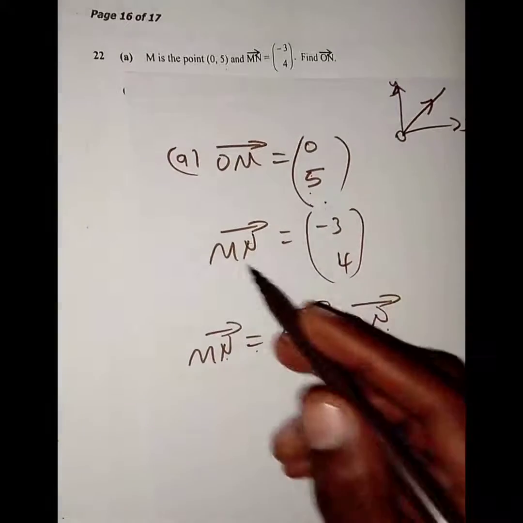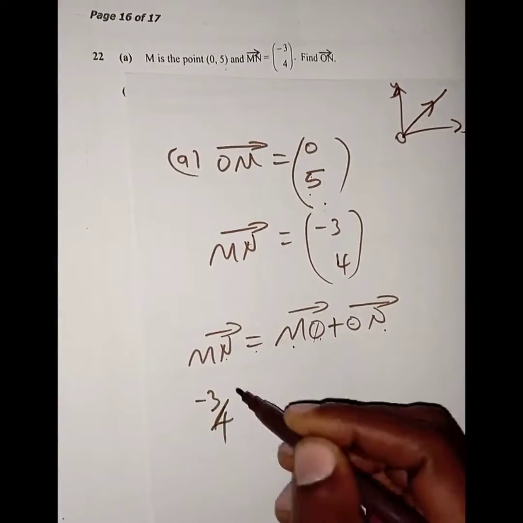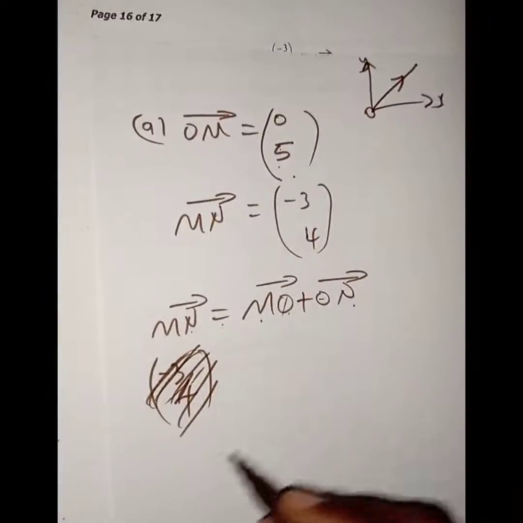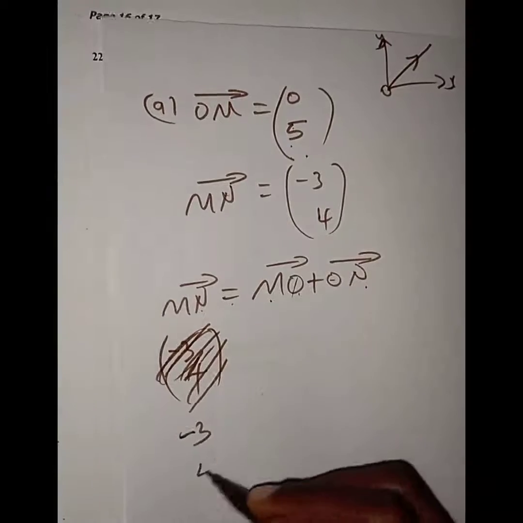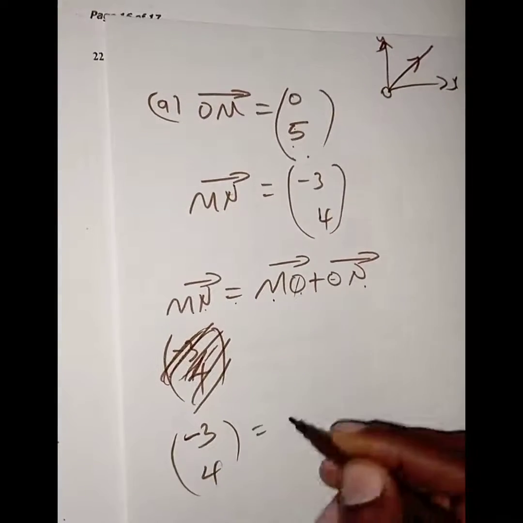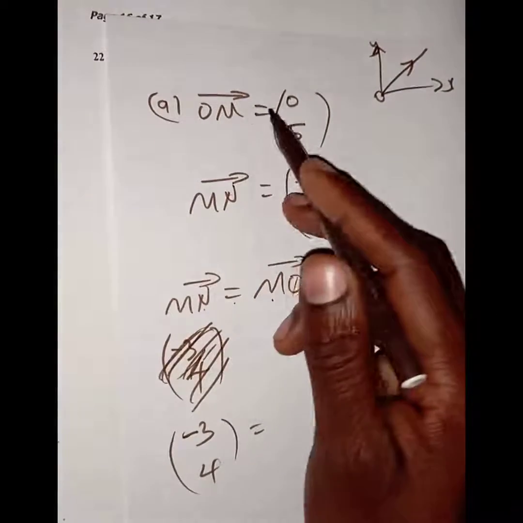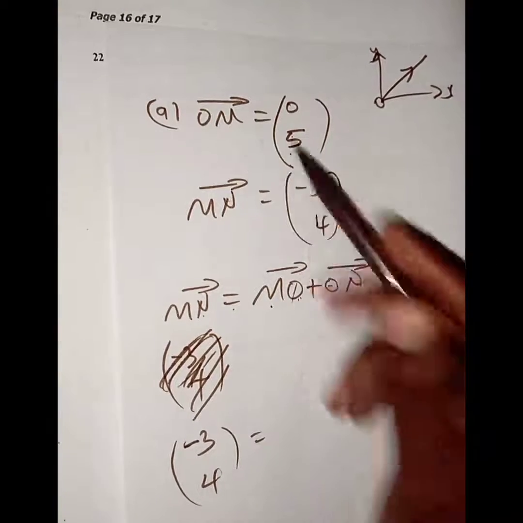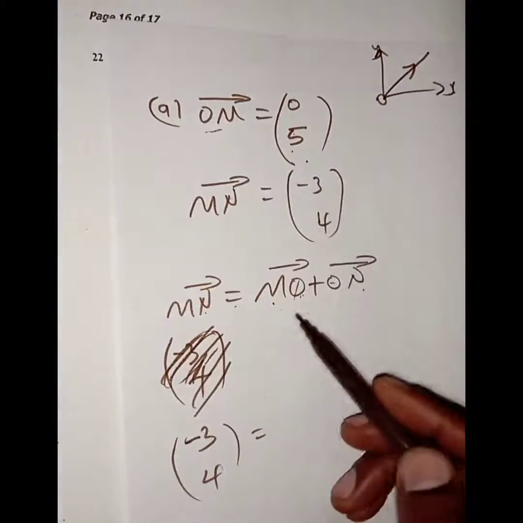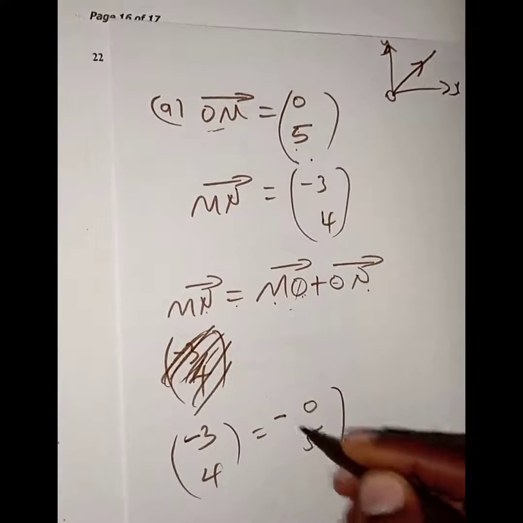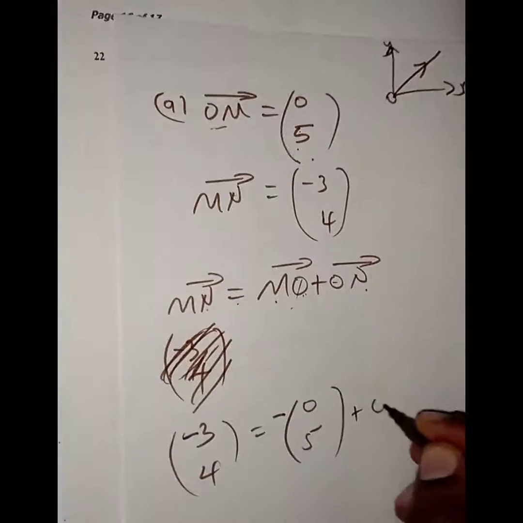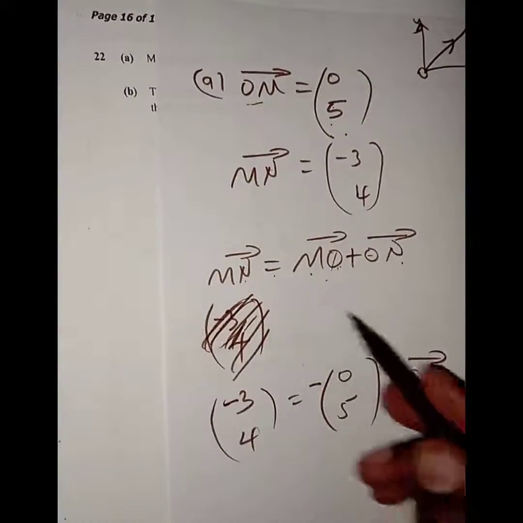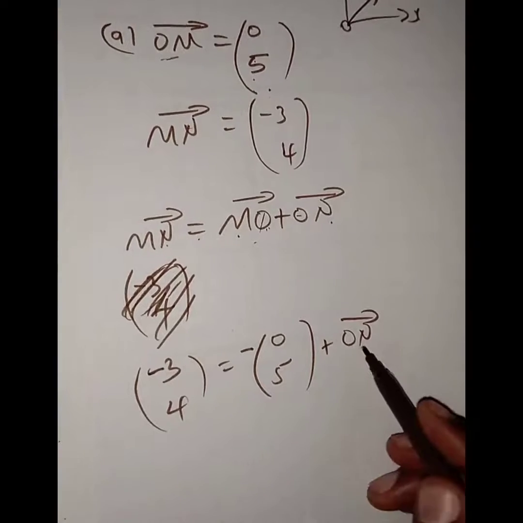Now let us replace. MN was given as (-3, 4). Don't write over, let me rewrite this. MN was given as (-3, 4). MO, you see, we were given OM, not MO, but they will be the same. It's just that it's the opposite of this. So since it's opposite, you write it in negative, but with the same entries inside, plus ON. Remember, the question is talking about finding ON, which is here. So you make this one cross to the other side so that we have ON remaining.